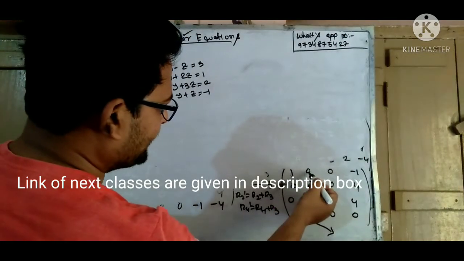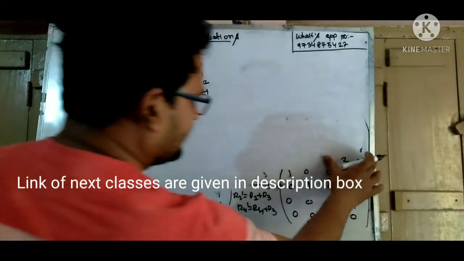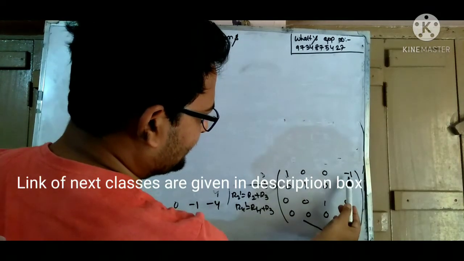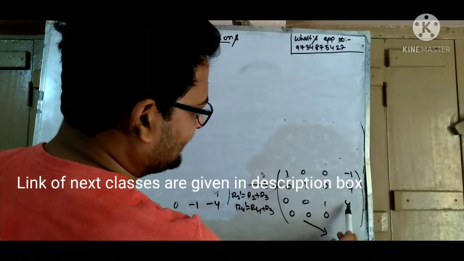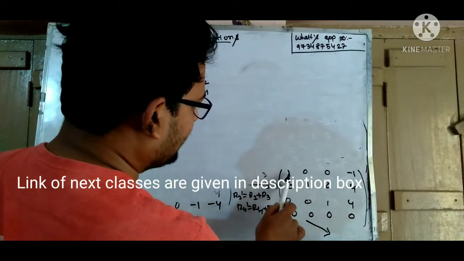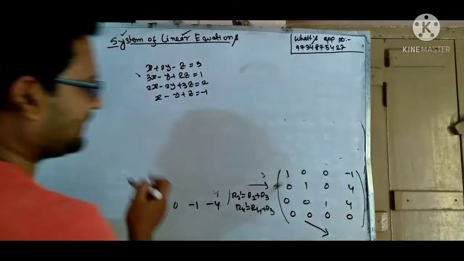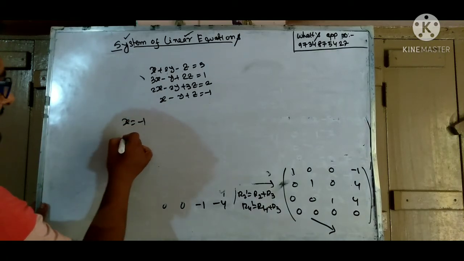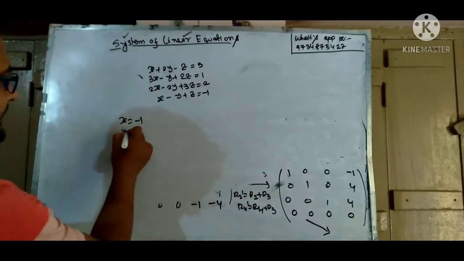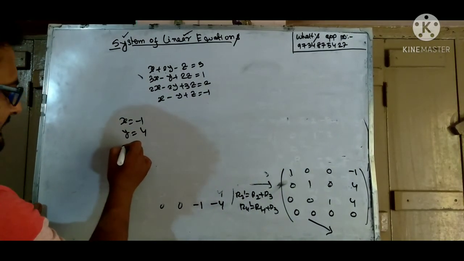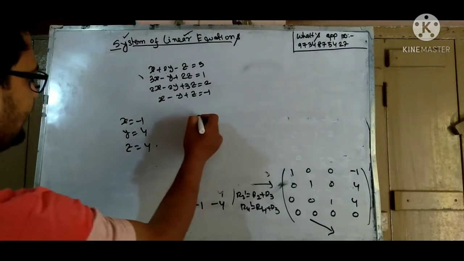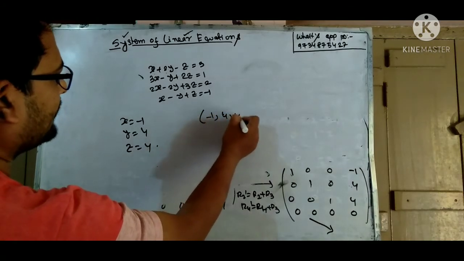1 into x plus 0 into y plus 0 into z is equals to minus 1. These are all the constants. This is the constant of the first equation, this is the constant of the second equation, similarly third and fourth, these are the constants. So from the first row what equation will we obtain? 1 into x plus 0 into y plus 0 into z is equals to minus 1, that means x is equals to minus 1. Similarly from the second row 0 into x plus 1 into y plus 0 into z is equals to 4, that means y is equals to 4, and similarly from the third row z is equals to 4. So here the solution is minus 1, 4, 4.